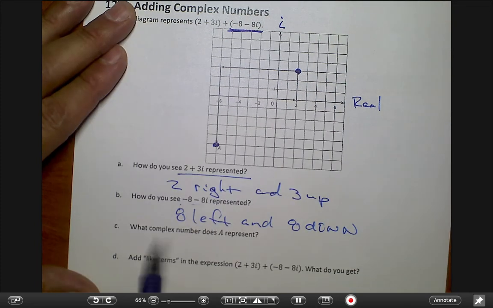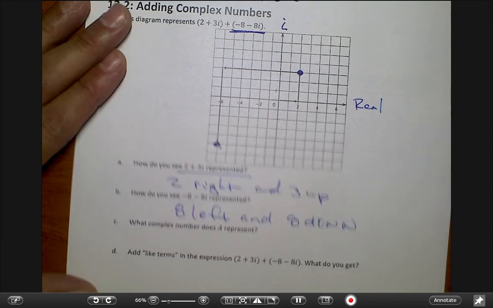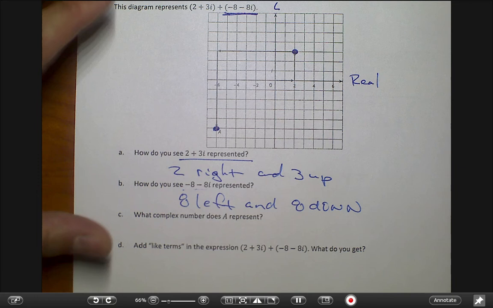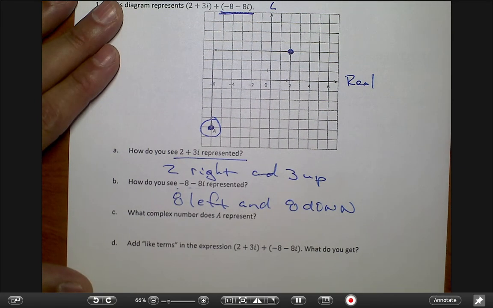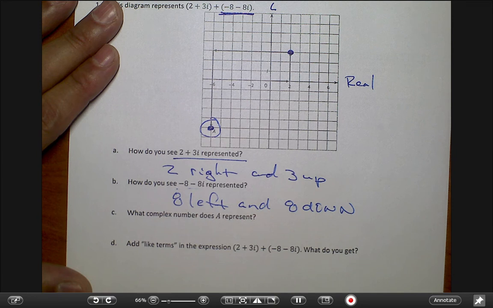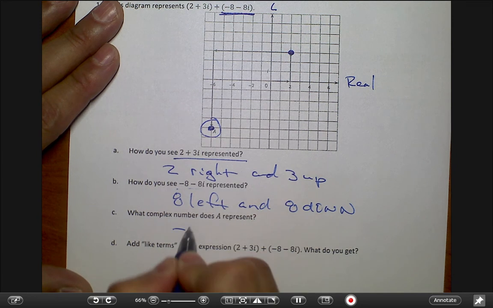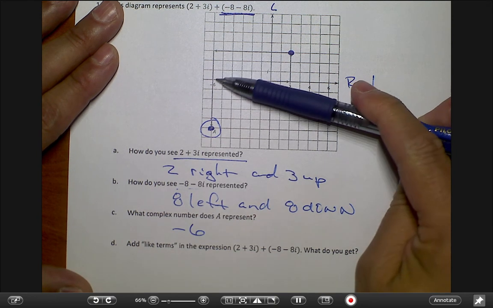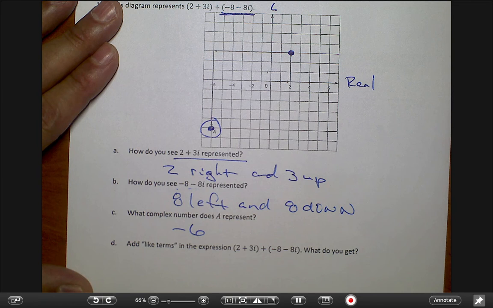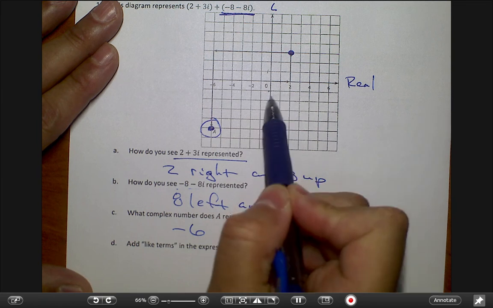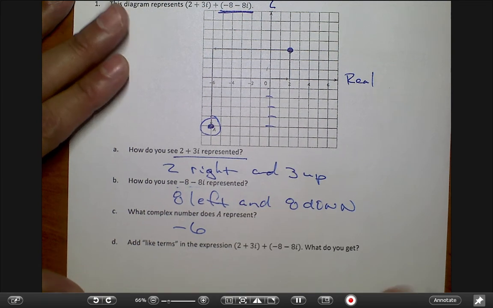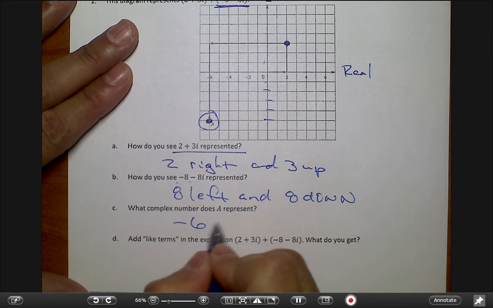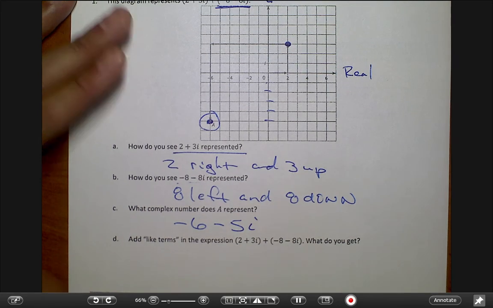Okay, so now, what does this new complex number represent? So what is the real part of the new number right here? What is the real part? Left and right. Very good. So it's -6, and then it's down, right? It's down how much? 1, 2, 3, 4, 5. So down 5. How do I represent down 5? -5. Very good. Minus 5i.